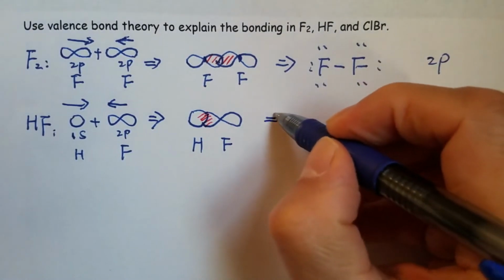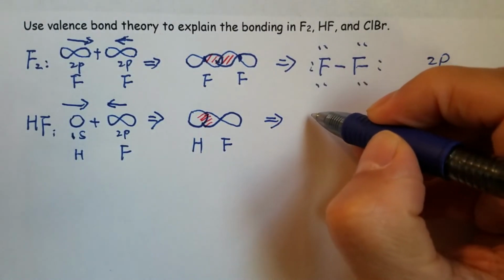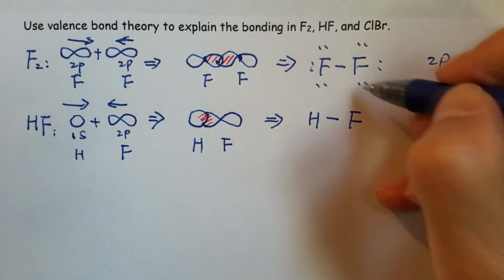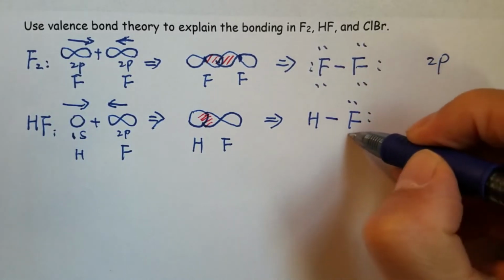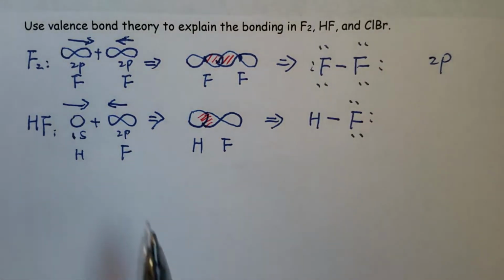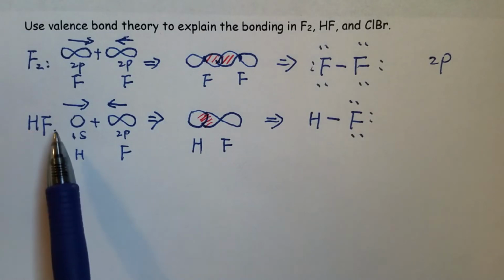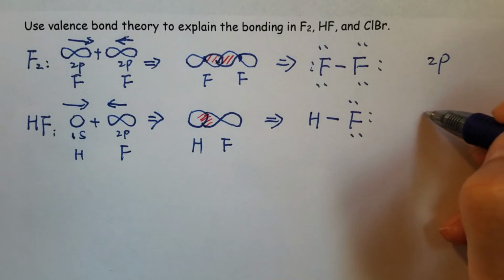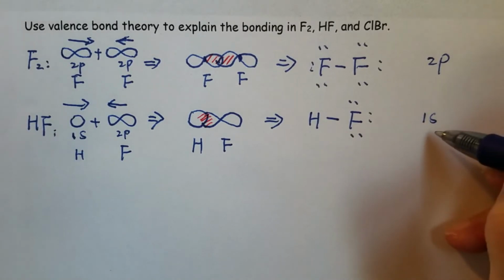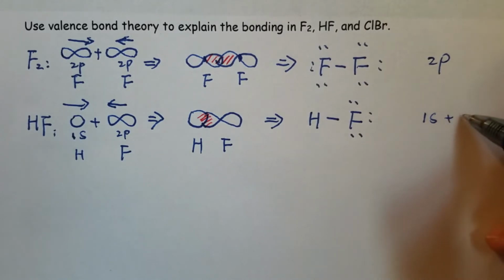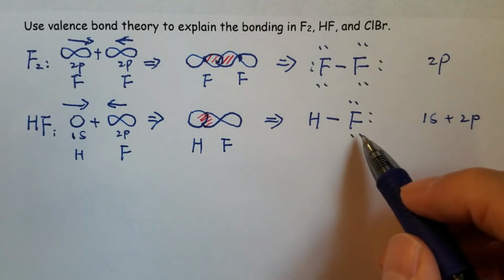If I try to demonstrate that, that will be hydrogen and then fluorine. And again, I will complete the Lewis structure. So therefore, the hydrogen fluoride bond is contributed actually by hydrogen's one s orbital and one of the 2p orbitals from fluorine.